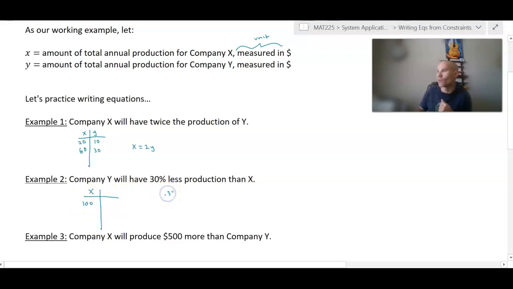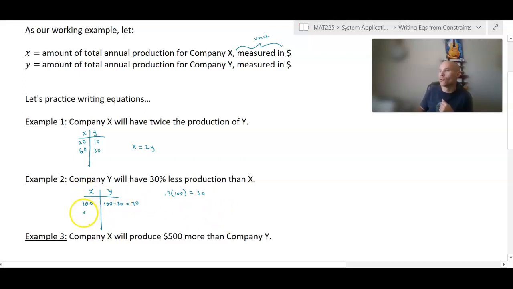Well, first of all, I would want to figure out what is 30% of 100. Well, that's 30. So company Y should have 30 less than 100, which would be 100 minus 30, which is equal to 70.